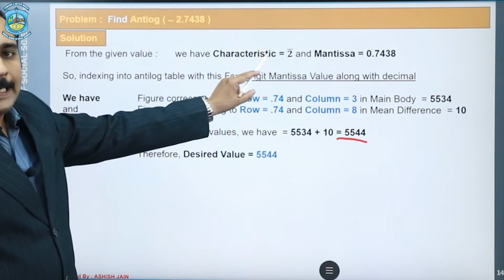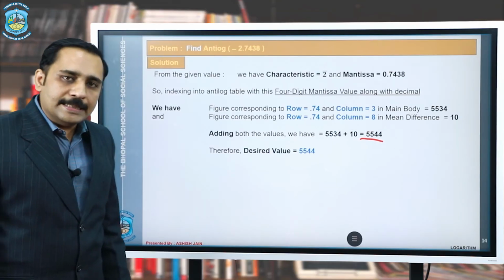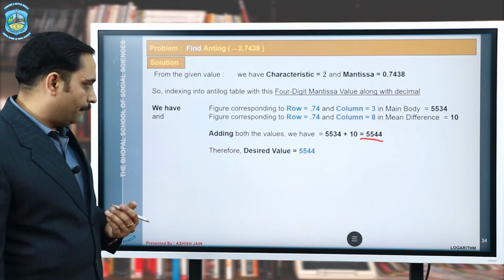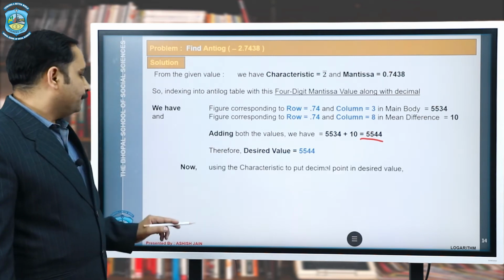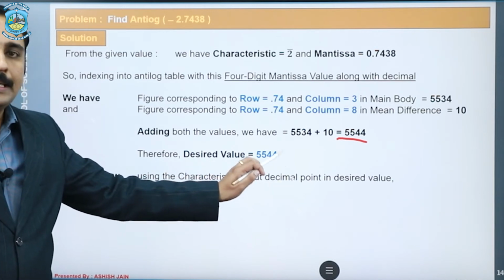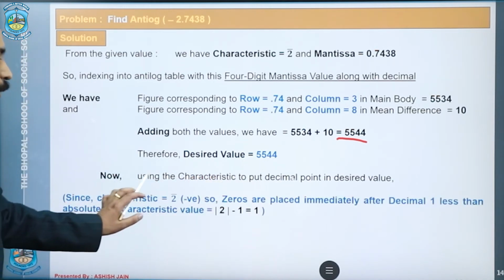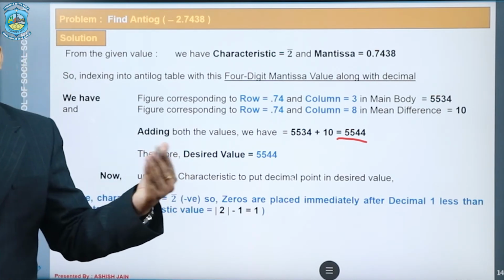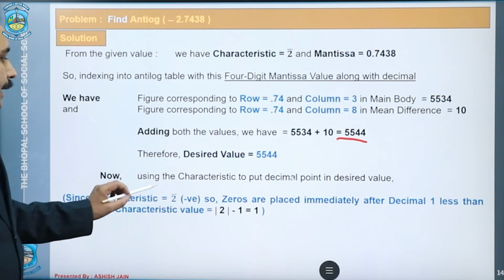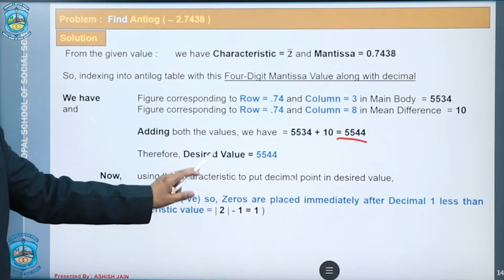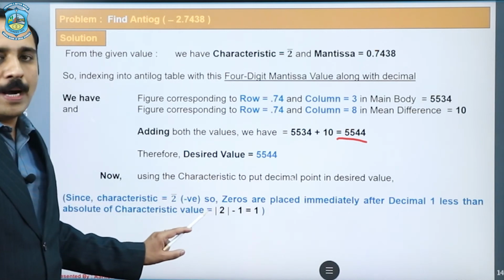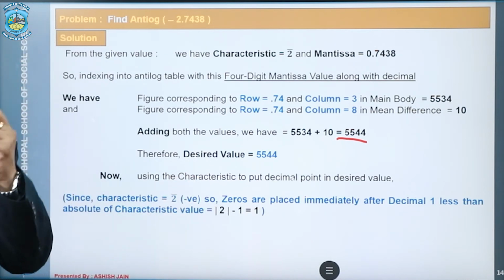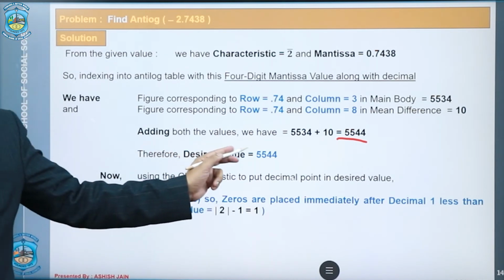Now we will use the supplied characteristic value to put the decimal here. Since we have a negative characteristic, we have to add zeros immediately after the decimal. How do we get that value? Using the characteristic to put the decimal point in the desired value, the characteristic value is 2 bar, that is a negative value. So we have to place zeros immediately after the decimal. How many zeros? It is 1 less than the characteristic value. Here the characteristic value is 2 bar, we will take 2 here. So it's 2 minus 1, that is 1. That means we have to add 1 zero after the decimal to make it the final answer.